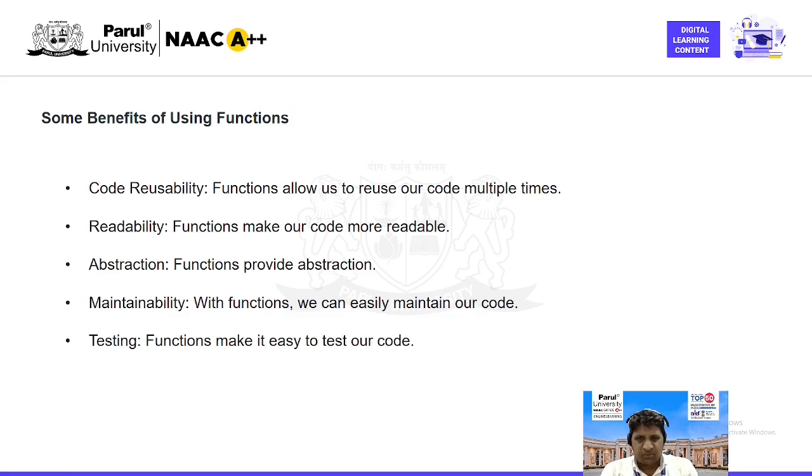Abstraction: a function provides abstraction, which means when we create a function and just call it with the name of the function, the background detail is hidden from the developer. Maintainability: with functions we can easily maintain our code. If you have multiple functions, more than one function, then maintainability is very easy and your code is very compact.